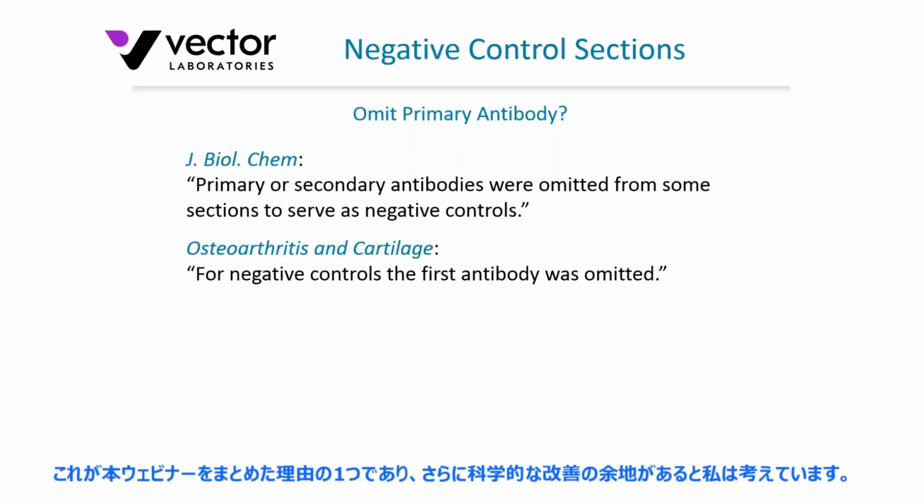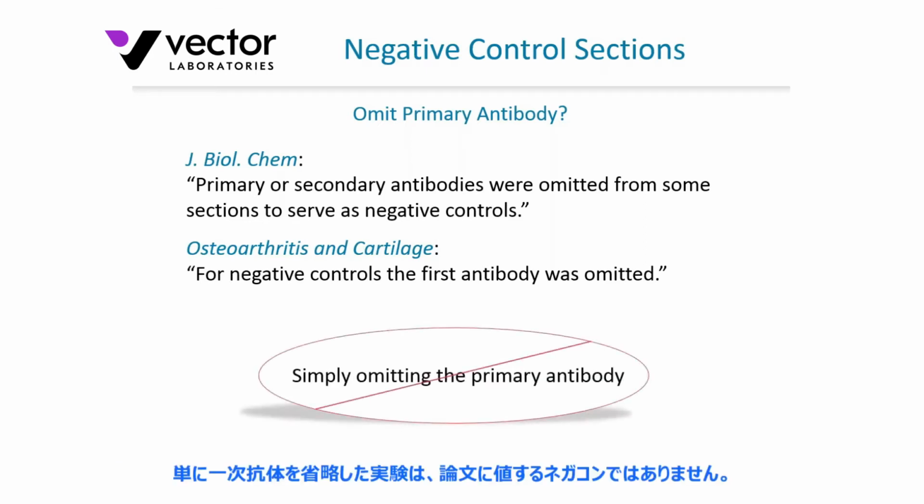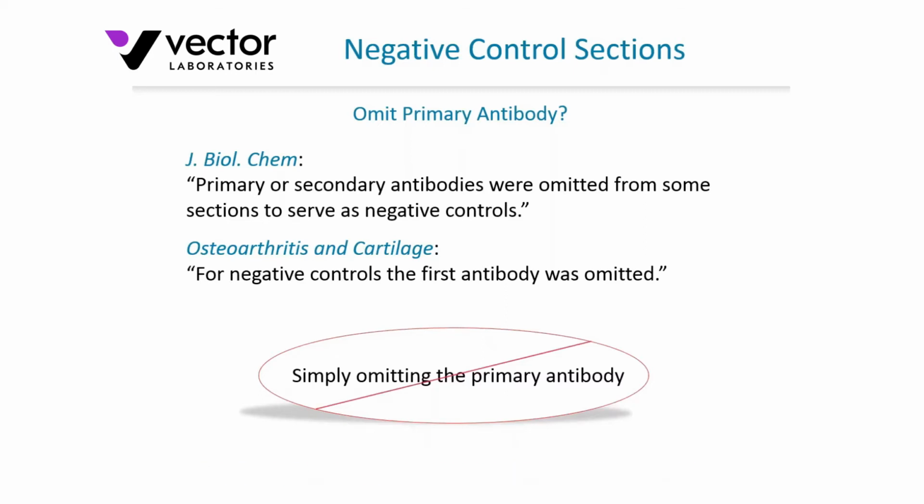This is an opportunity, and this is one of the reasons at least why I put this webinar together. I think there's an opportunity to do some better science here. And simply omitting the primary antibody is not what I'd refer to as a publication-worthy negative control. Anyone who's presenting this in a scientific endeavor, or writing an abstract for a paper, whatever it might be, you want to be very confident that what you're describing in your observations is in fact accurate.